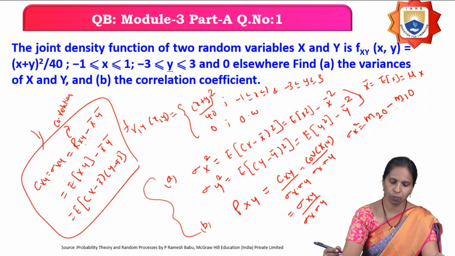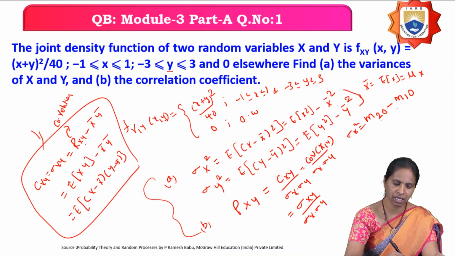And similarly, what is the covariance? We can write it as nothing but Rxy. What is Rxy? Nothing but what?